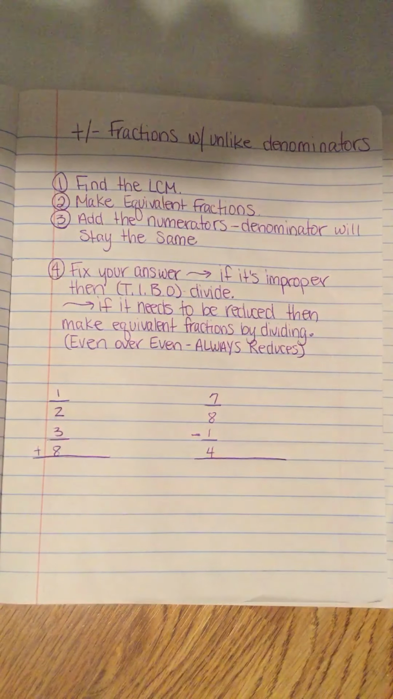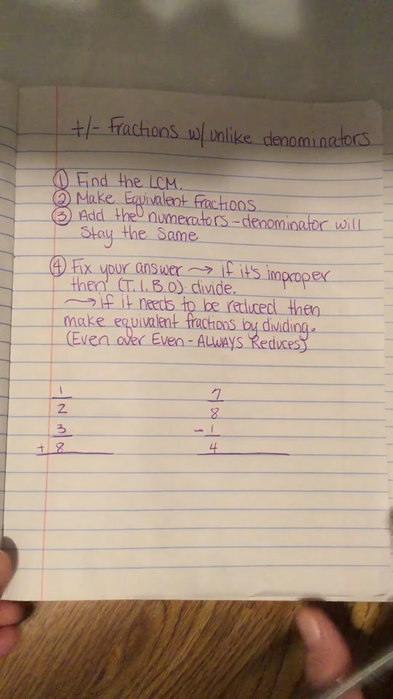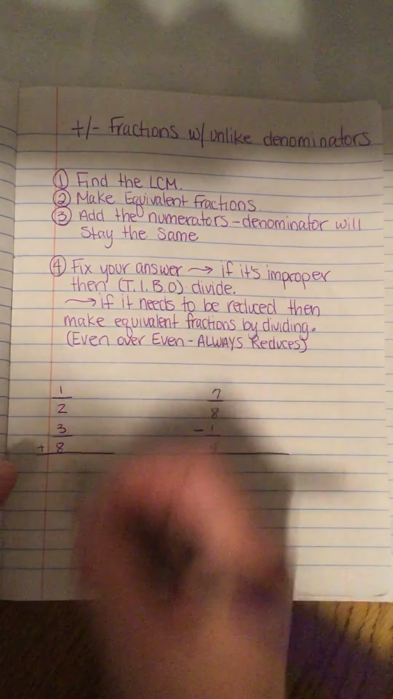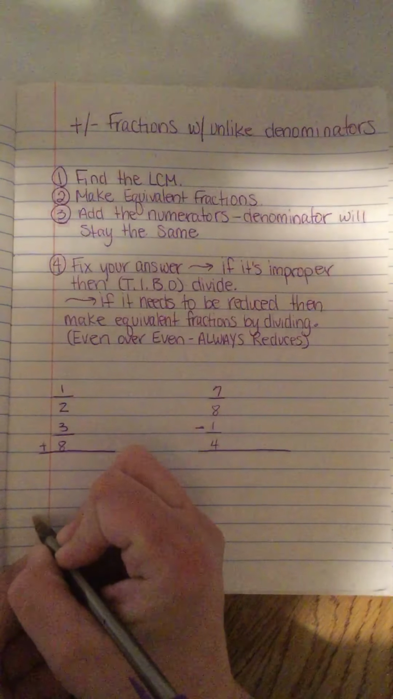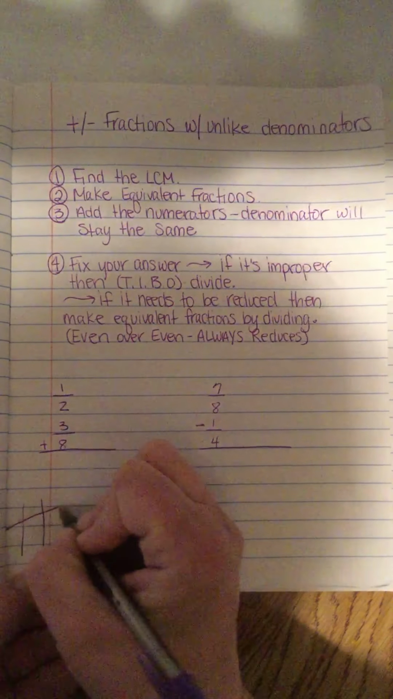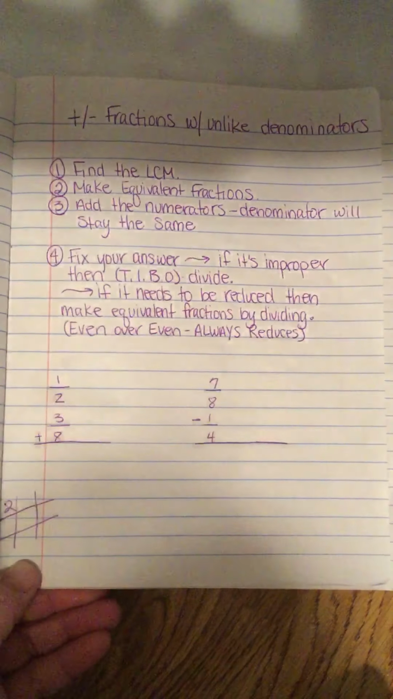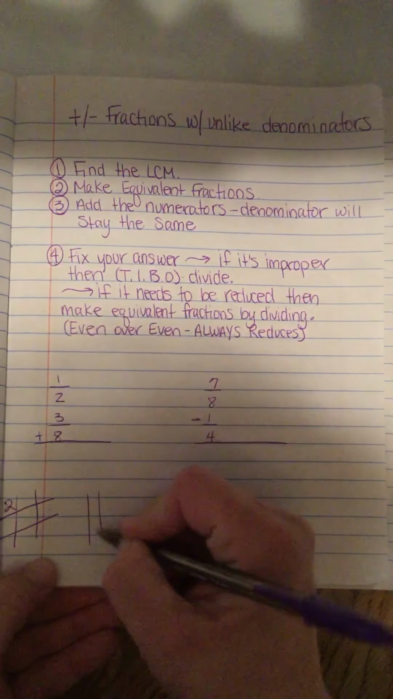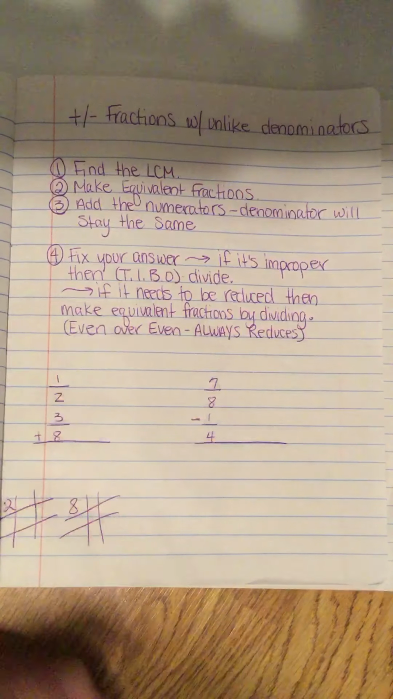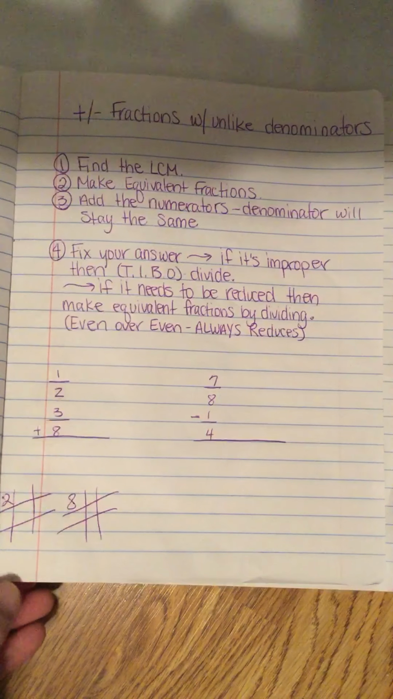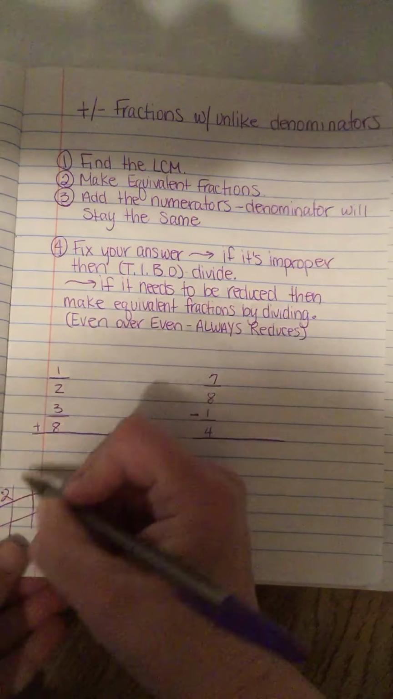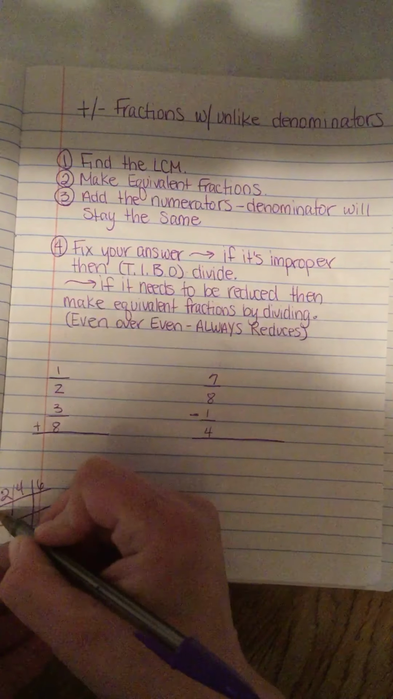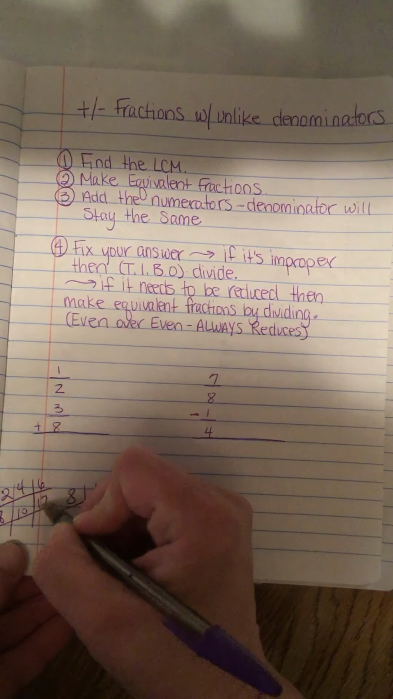Okay, so 1/2 plus 3/8. The first thing we're going to do is find the LCM for the two denominators. So we're going to do a tic-tac-toe board for 2 and a tic-tac-toe board for 8. And you're going to list all the multiples, which means you're going to skip count, do the multiplication facts of 2 and 8. So 2, 4, 6, 8, 10, 12.